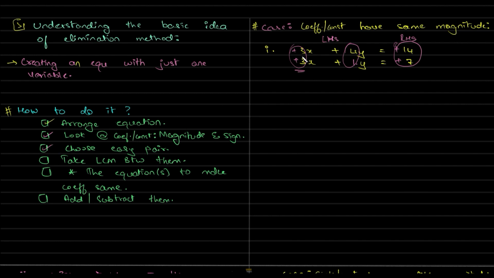Take the LCM between them. The LCM between 3 and 3 is 3. So we need not take anything. Multiply the equation to make the coefficient the same. So this is already 3, so this won't apply. Add or subtract them. So now we're looking at adding or subtracting. Again, remember, the main agenda is to get this, right? Creating an equation with just one variable.